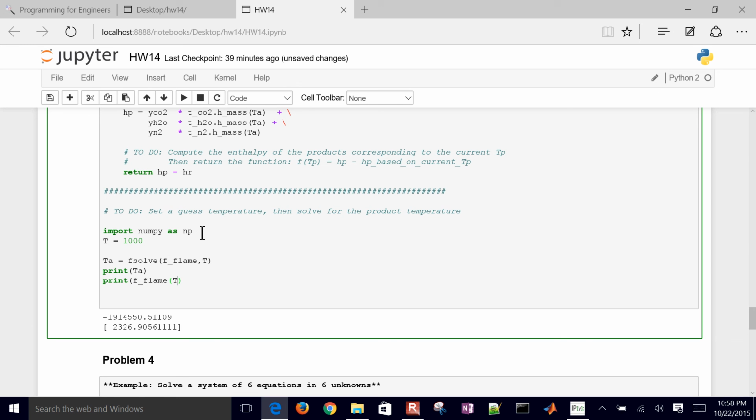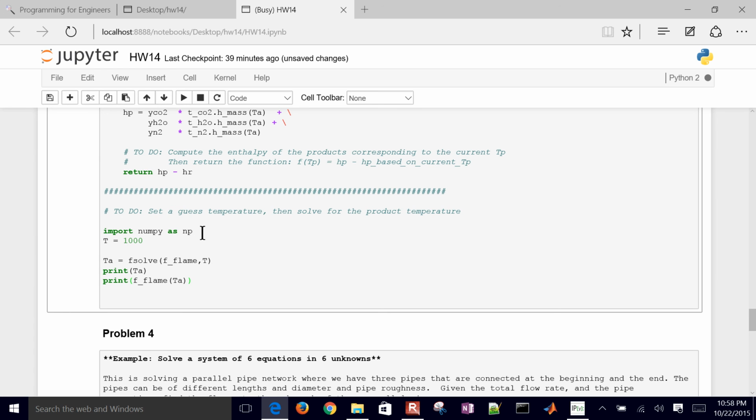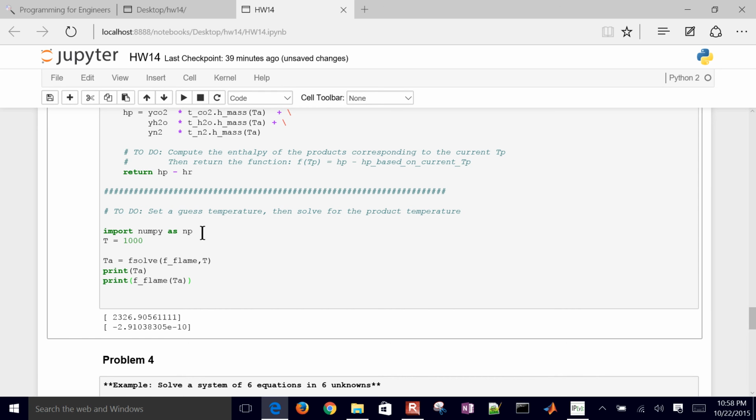So let's test that solution out. Every time I click enter, it has to go in and try a whole bunch of different guess values and then compute the solution. So fflame, HP minus HR, is equal to -3 times 10 to the minus 10, which is very close to 0.